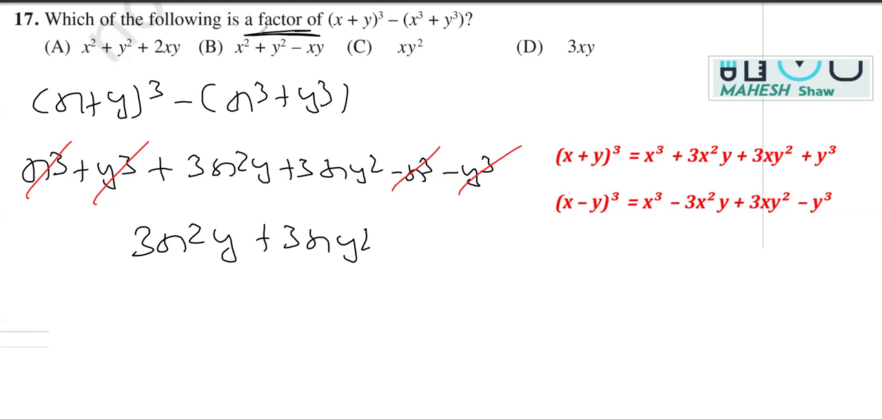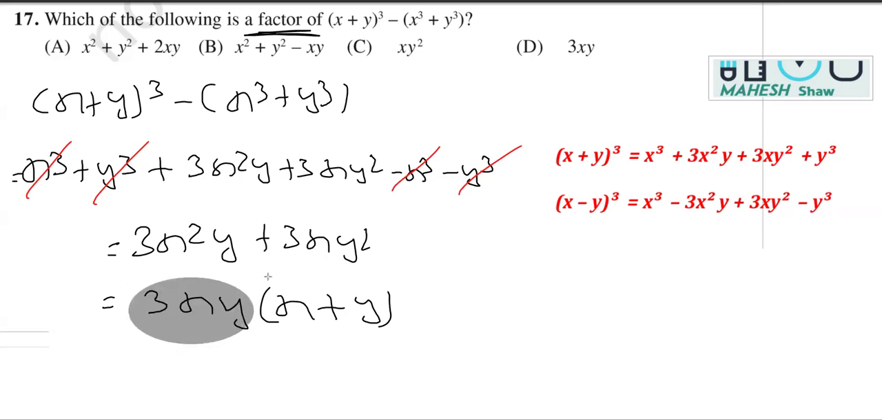We have to find its factors. So clearly we will be factorizing it. And that is by taking common. We can see 3xy is common throughout. Dividing this by 3xy, we'll get x here. And dividing this by 3xy, we'll get y. So we have these as the factors. These are the two factors here. One is 3xy, another is x plus y. So we can see that out of the options given here, we have to find one of its factors. So the correct answer is D in this case.